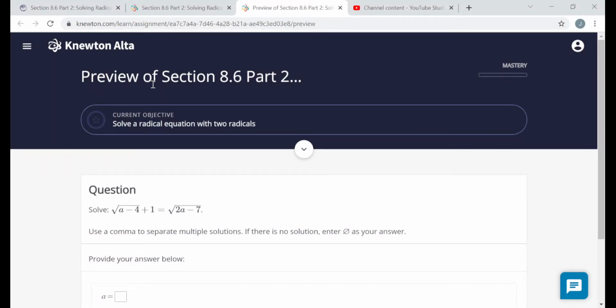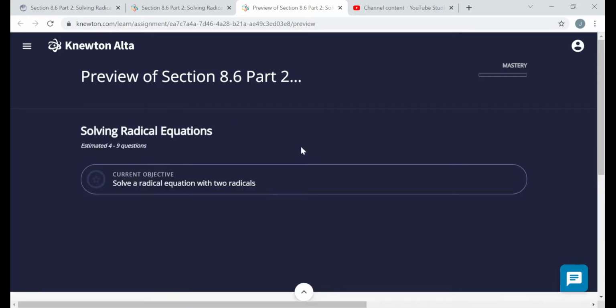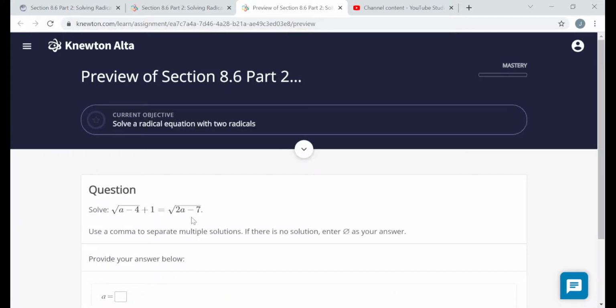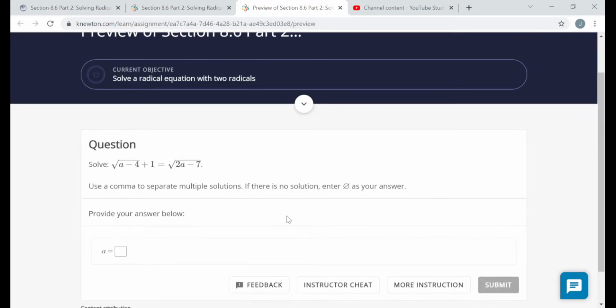You won't see the words "preview of," but you will see the title of the assignment, the mastery bar, the objectives, right? Looks like there's only the one objective here. Solve a radical equation with two radicals, two radical terms. And I believe they'll all be square roots, because I think doing it with cube roots or higher roots would be too difficult for the scope of this course. And then you have your questions, right?